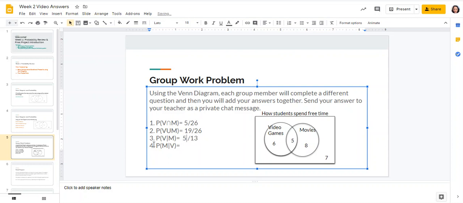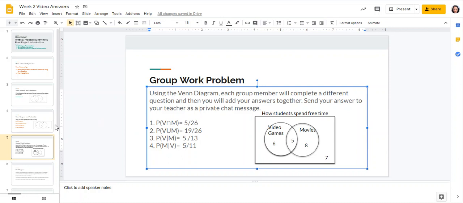What's the probability that a student watches movies given that they play video games? So we know that they play video games, so we're only considering those 11 students there. And out of those 11, how many are also watching movies? So there are 5 students who are also watching movies.